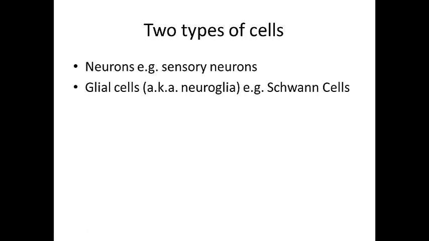The two types of cells we mentioned before, neurons and the neuroglia. An example of the neuroglia would be Schwann cells. And we'll see in a couple of slides what they do.